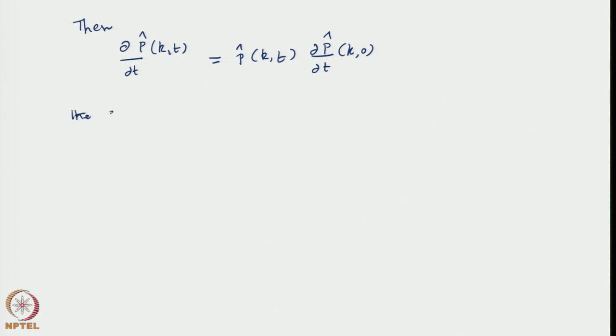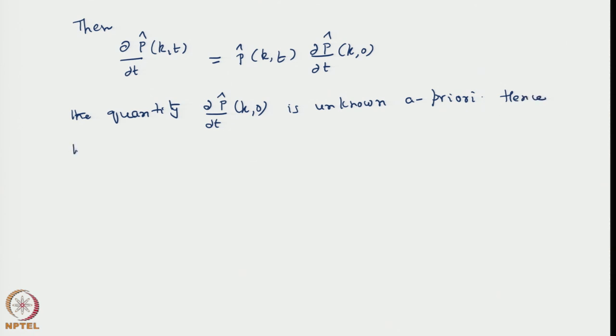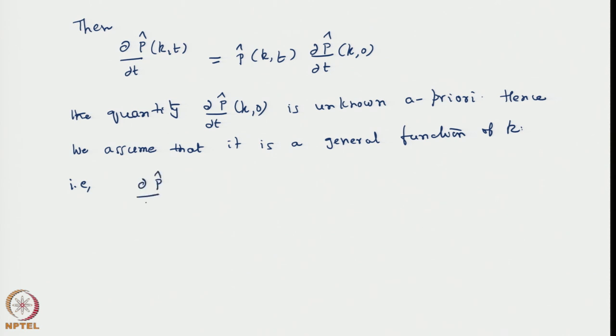The quantity dp by dt k 0 is unknown a priori, meaning we do not have prior information on this. Hence, we assume it to be just a function of k. We assume that it is a general function of k. That is, dp caret by dt k 0, identically we say it is some lambda of k. We'll discuss what is allowed.